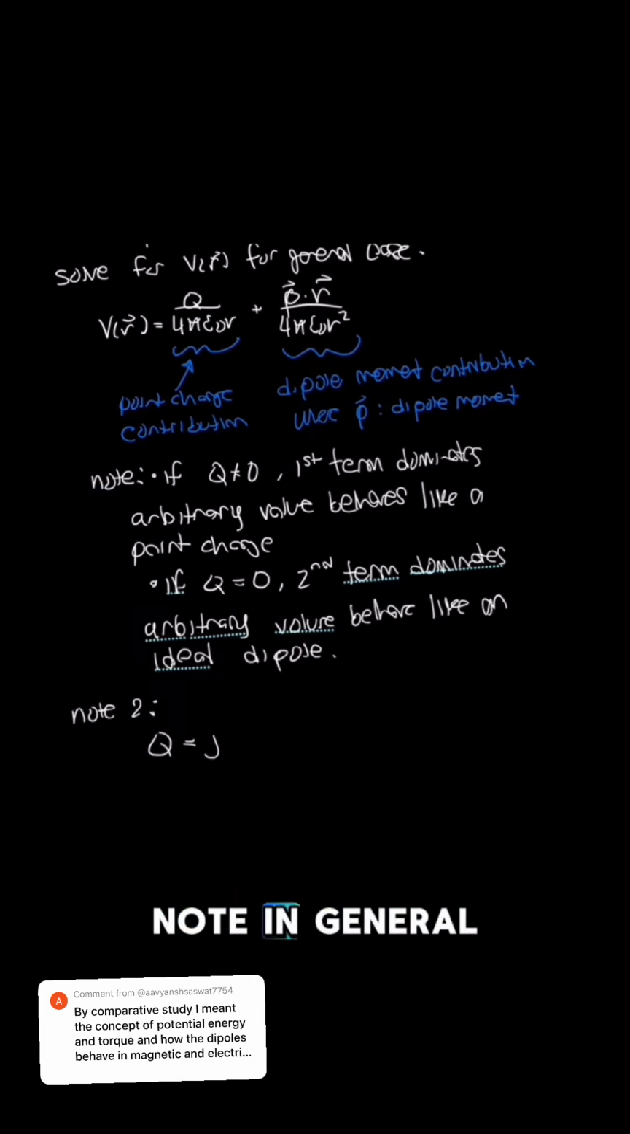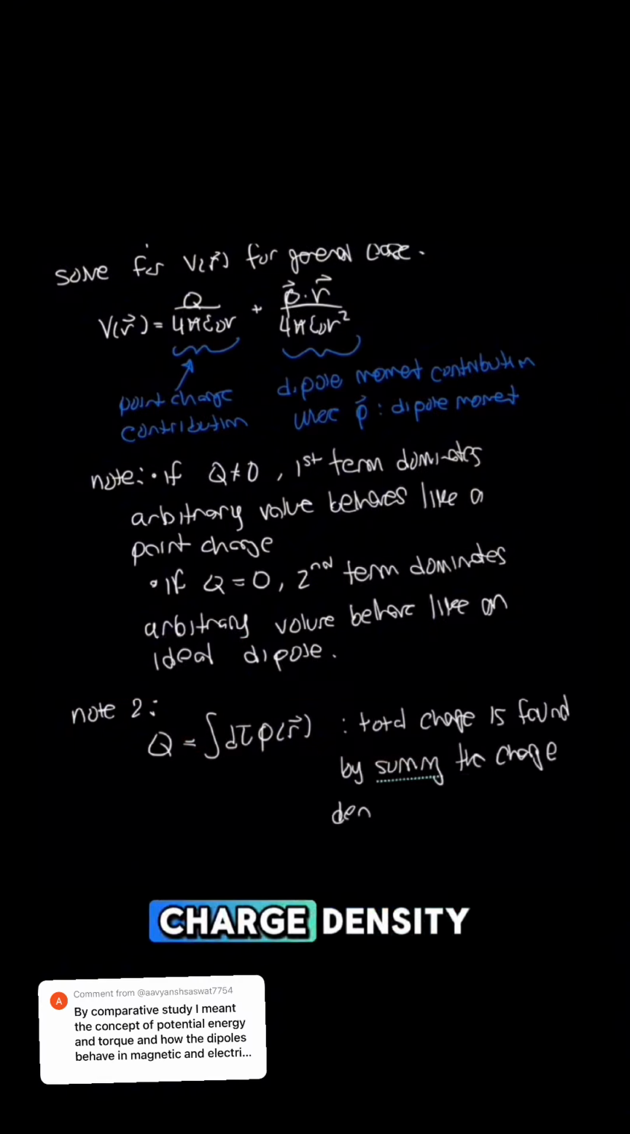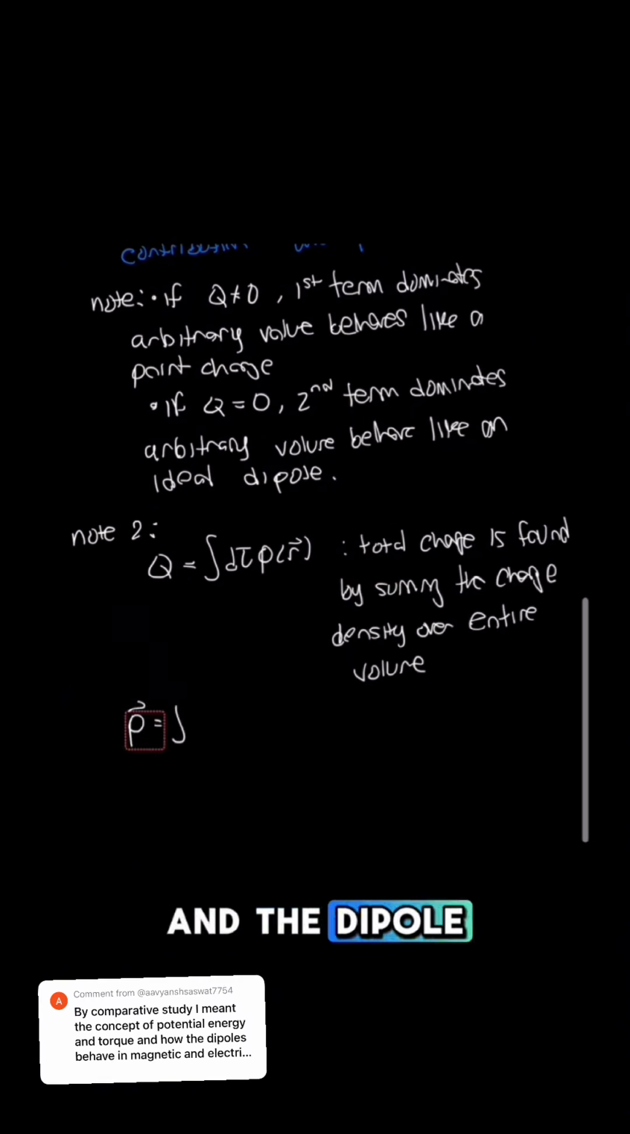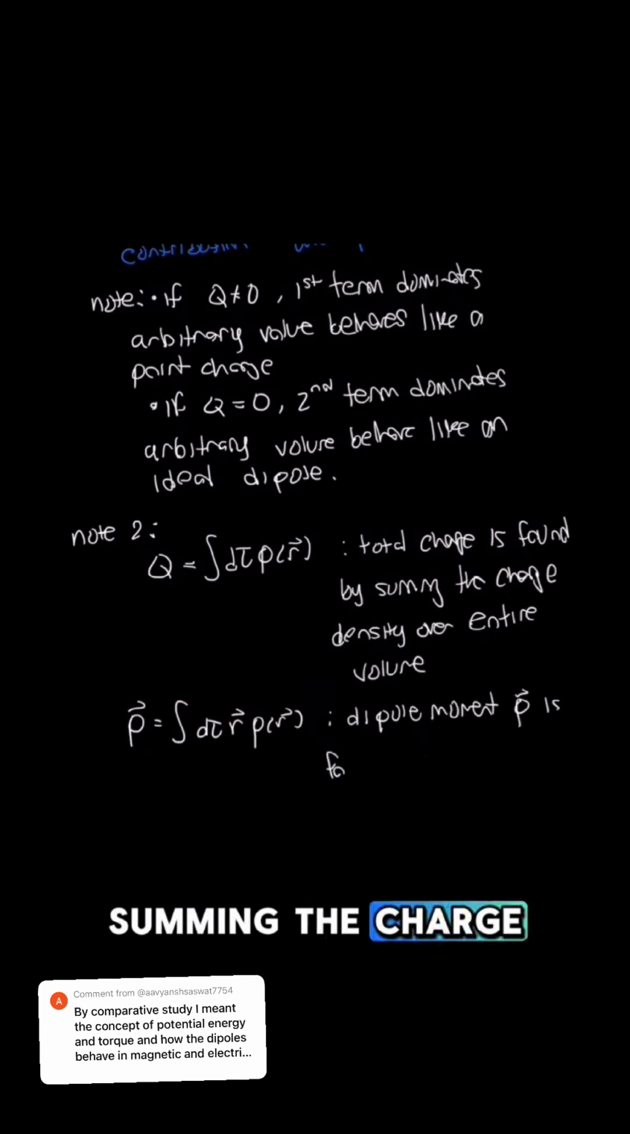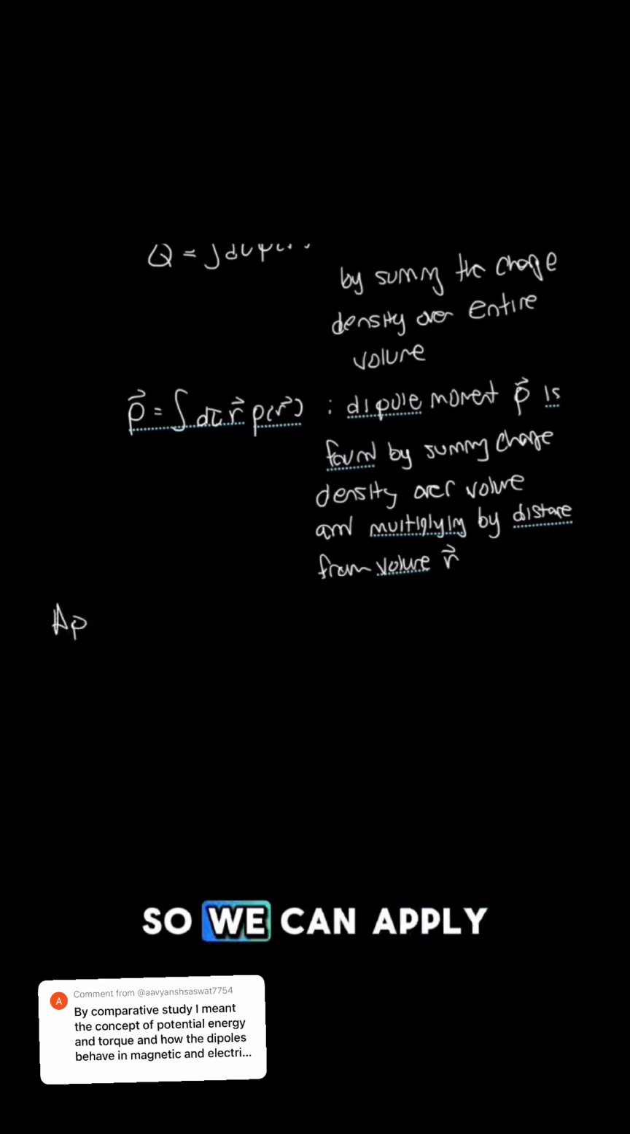And then a second note, in general, the total charge can be found using this equation, so it's integrating the charge density over the entire volume, and the dipole moment can be found by integrating the charge density over the volume and multiplying it by the position vector. So we can apply this to our example.